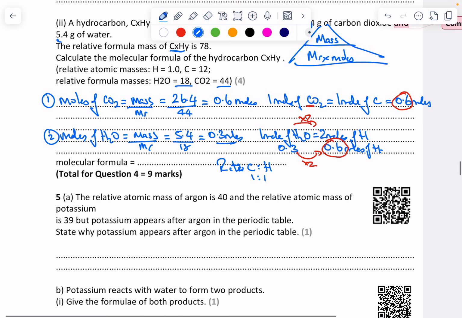So all I'm going to do then is take the 78 and divide it by, if it was 1 carbon, 1 hydrogen. So carbon is 12, hydrogen is 1, makes it 13. So if I now do 78 divided by 13, that's giving me 6. So that means there are 6 carbons and 6 hydrogens to make this right. So my x is equal to 6 and y is equal to 6. So my formula is C6H6.